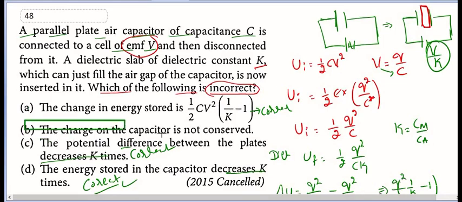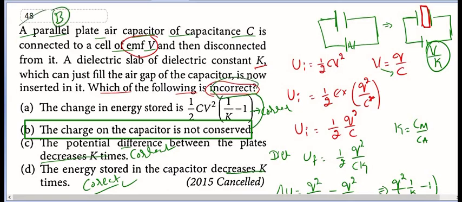So which is the right answer? That is option B. The statement that the energy of the capacitor is unchanged is incorrect. So option B is the right answer for this part. Okay, so let's move to the next question.